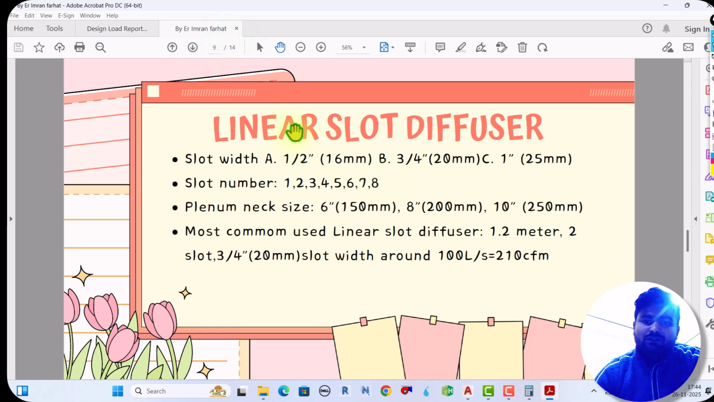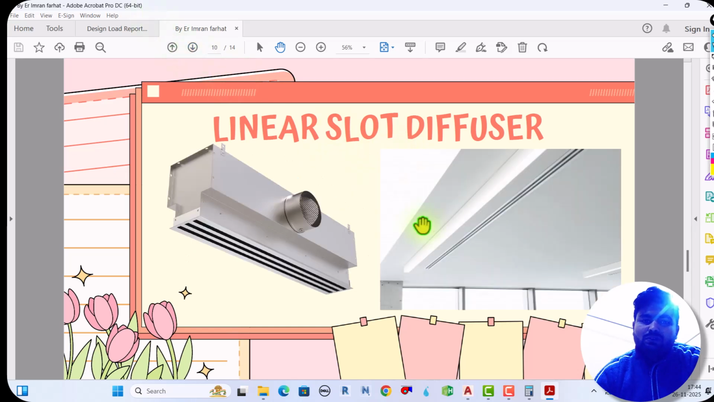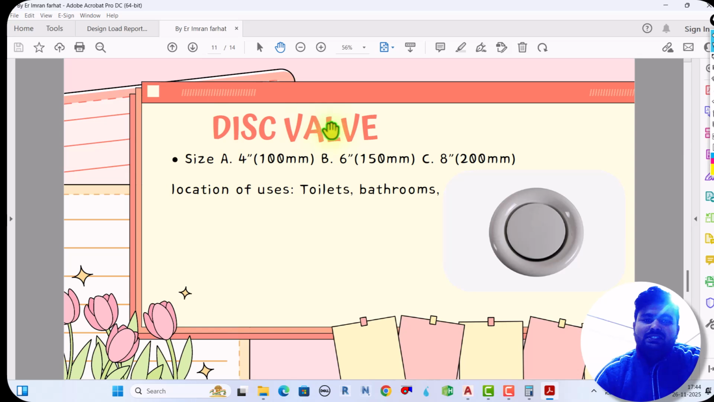So this type of linear slot diffuser we give where we have to give the premium look like hotels. Okay, and the ceiling is like gypsum. Okay, the next is disc valve. This type of valve we use in the toilet for exhaust, right? And this size is available for 4 inch, 6 inch, 8 inch.